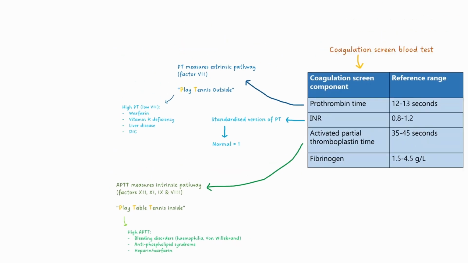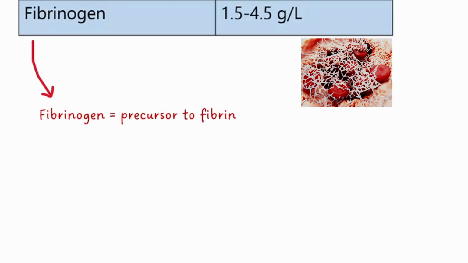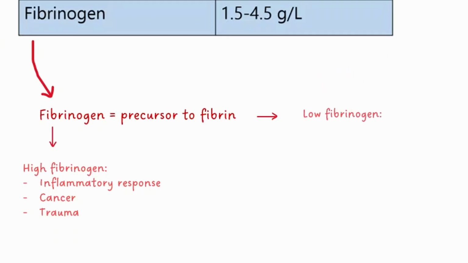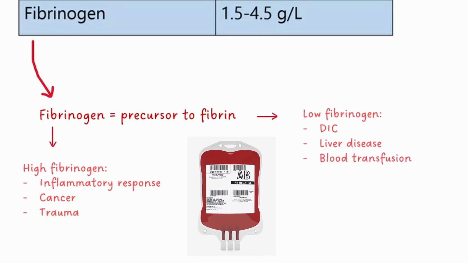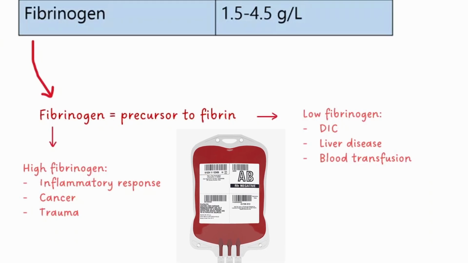The last thing to assess in the coagulation screen is fibrinogen, which is the precursor to our fibrin clot. High fibrinogen is pretty nonspecific. It can be a result of an inflammatory process, for example, sepsis. It can also be raised in cancer and trauma. Low fibrinogen can occur when it's been excessively used up by the body, like in DIC, or if not enough is being produced, for example, in liver disease. Blood transfusions will also decrease fibrinogen through dilution, since packed red cells from blood donations are low in fibrinogen.